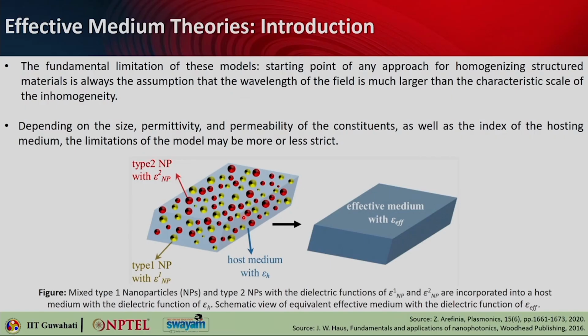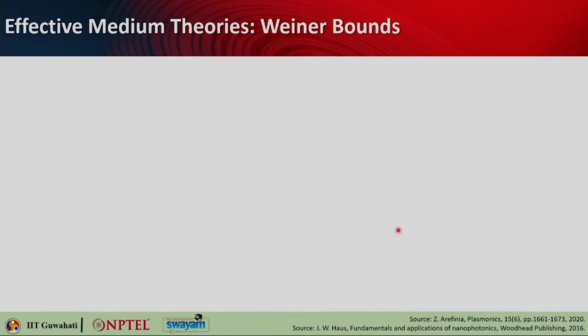Okay. They are in this host medium, and effective medium theory will be able to give you an epsilon effective of this composite system, which has a background medium and two different types of constituent materials. You will be able to get an effective permittivity using the effective medium theory. Okay. So, we will look into this aspect in today's lecture.